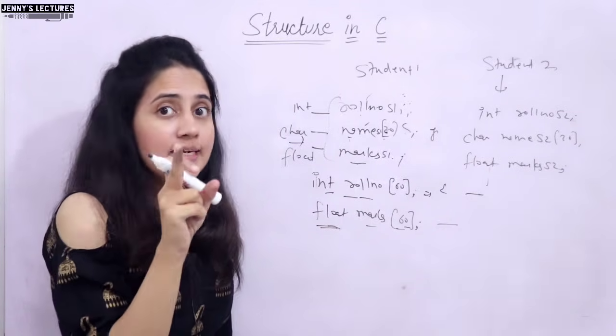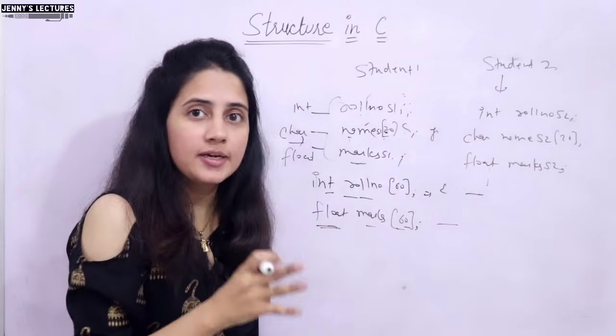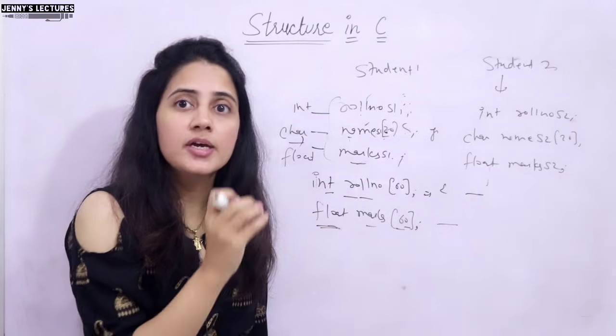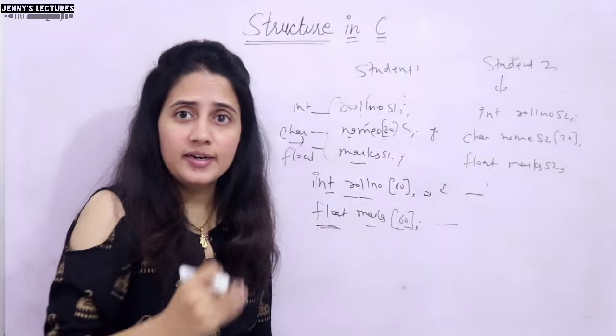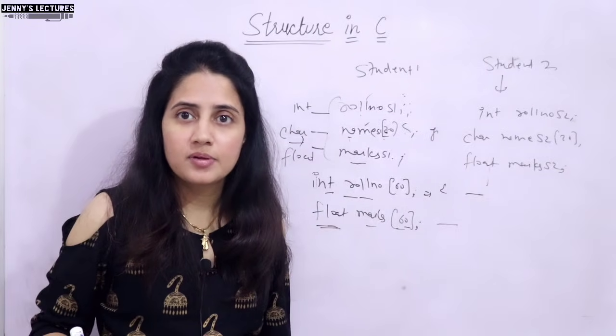So, structure. See, int is what? A data type. Array is what? Also a data type, but it's not primitive. Primitive data types, or you can say fundamental data types, are what? Int, char, float, double, right? Then user defined data types are there, then derived data types are there. So, array is a derived data type.